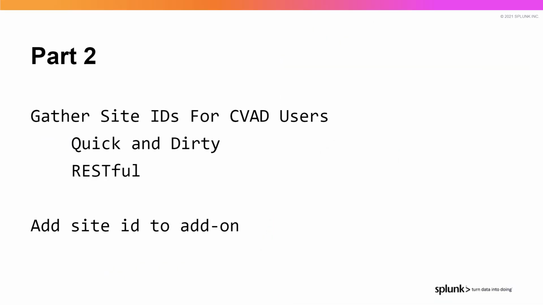In this part, I'll demonstrate gathering the site IDs for virtual apps and desktops users, both in a quick and dirty way as well as in a programmatic RESTful way, and then I'll demonstrate adding those site IDs to the add-on itself.